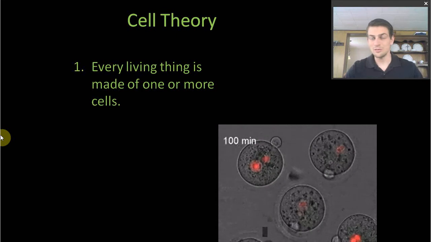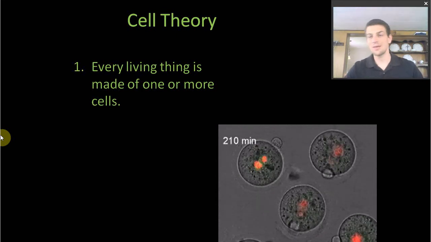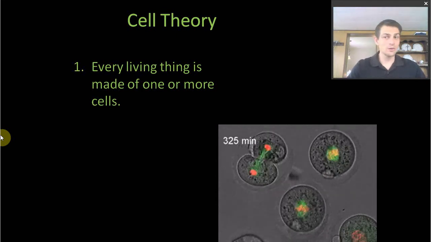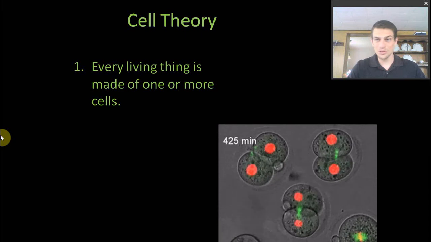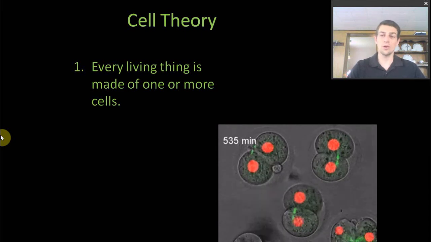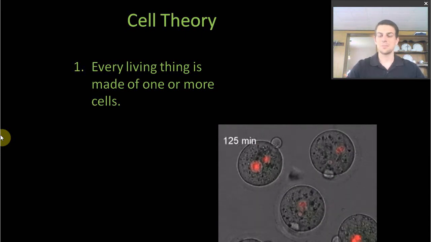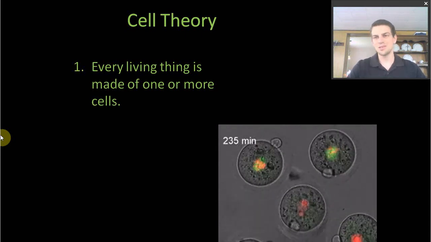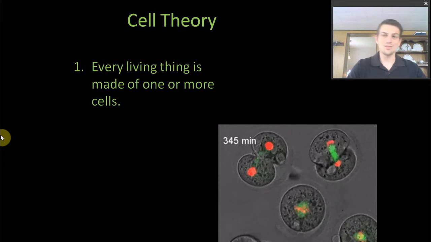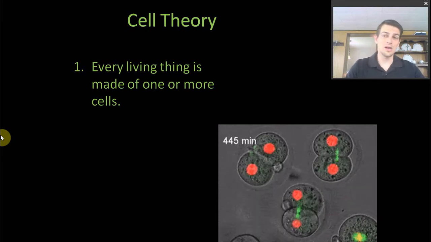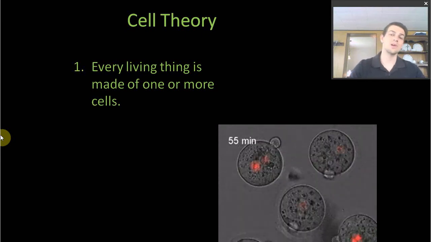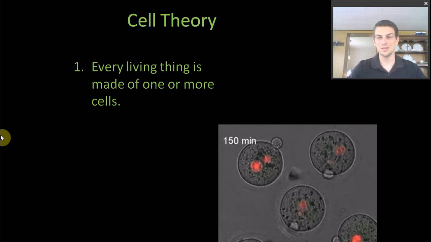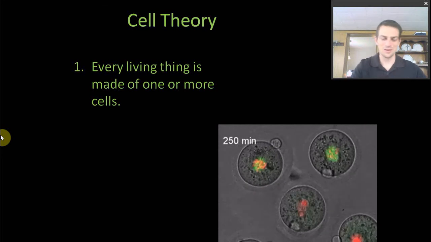Every living thing is made of one or more cells. So this would include a banana, it would include an ant, it would include me, a mushroom, the mold that grows on your bread. Every living thing is made of one or more cells. Now, interestingly enough, viruses are not made of cells, and there's kind of a debate as to whether they're actually living or not, but usually people would say the viruses are not living because they're not made of cells. Interesting side note right there.